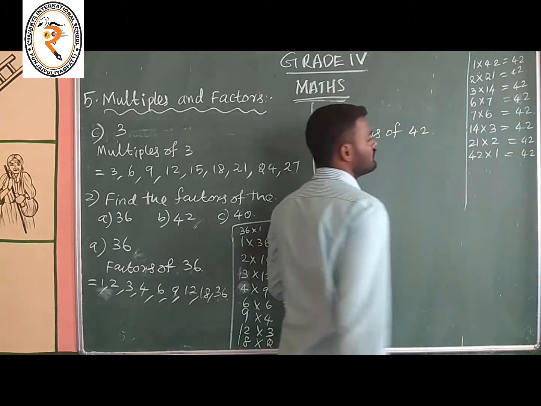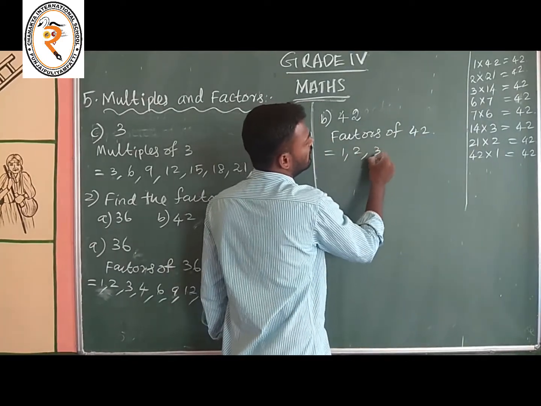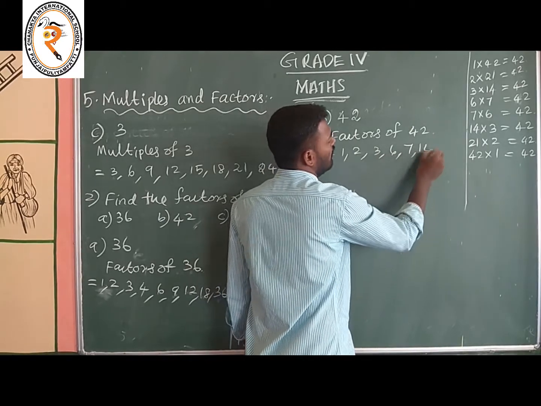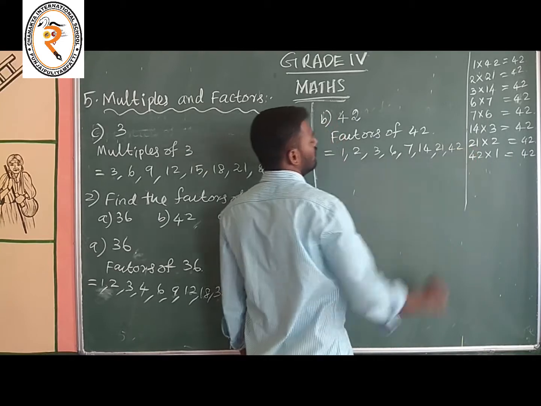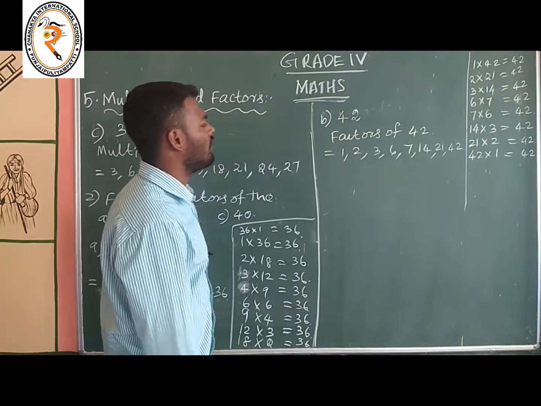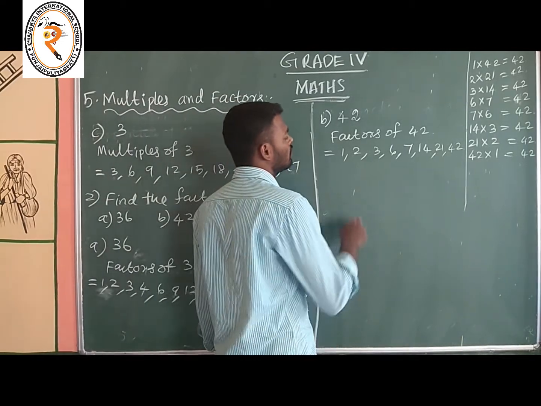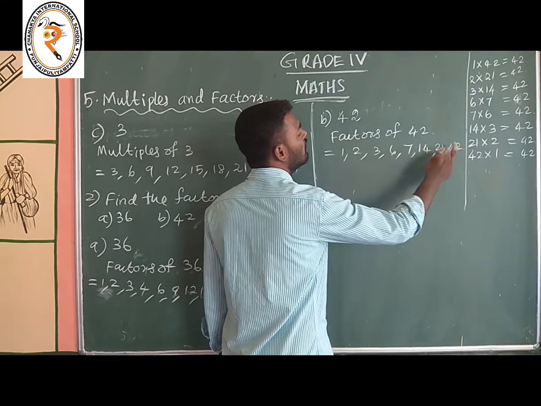So 42 comes in the first table, second table, third table, sixth table, 7th table, 14th table, 21st table, and 42nd table. Therefore, the factors of 42 are 1, 2, 3, 6, 7, 14, 21, 42.